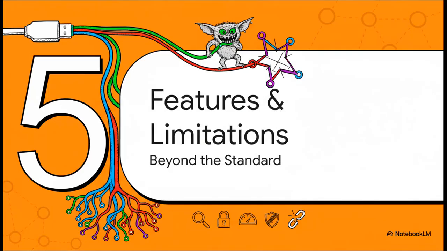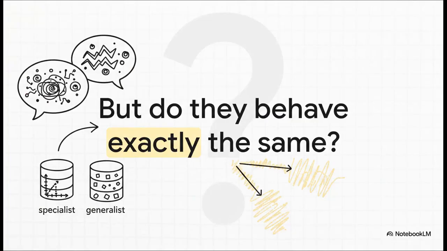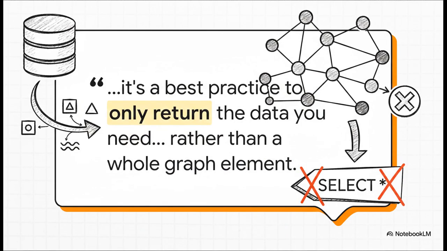Okay, so they both have the Gremlin port, but we know the internal wiring is different. Let's look at what that actually means for features and for limitations. Even when you're speaking the same language, little differences in dialect can really matter. So if you run the exact same Gremlin query on both databases, do you get the exact same behavior? Well, not always.